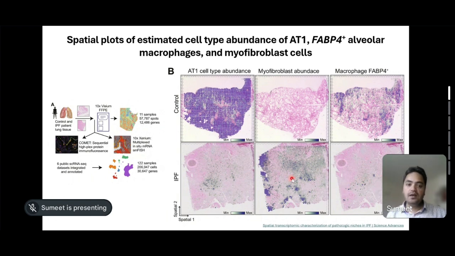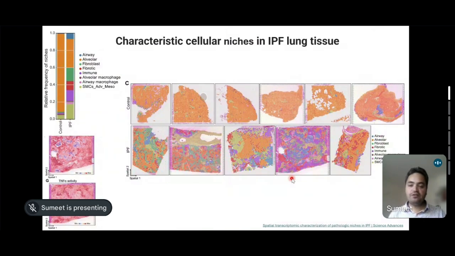IPF patients. If we go into a little bit more detail and then we try to quantify, because I mentioned that every single spot is actually a single cell, technically speaking, you can now count the spots which belong to a particular type of cell. So what you can see in this image here is you have a control tissue and you have an IPF tissue. And these colors are suggesting different types of cells. So there are airway cells, there are alveolar cells, fibroblast cells, fibrotic cells, immune cells, alveolar macrophages, and other macrophages, smooth muscle cells, and so on, and so on.